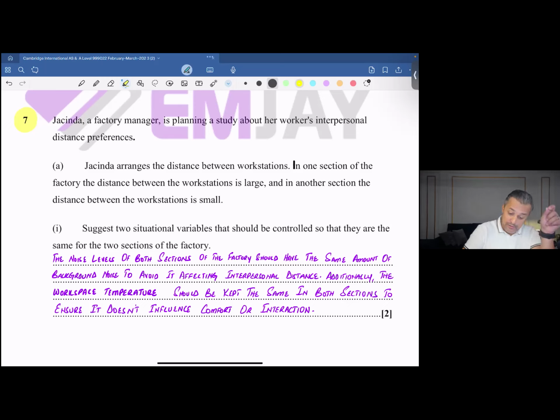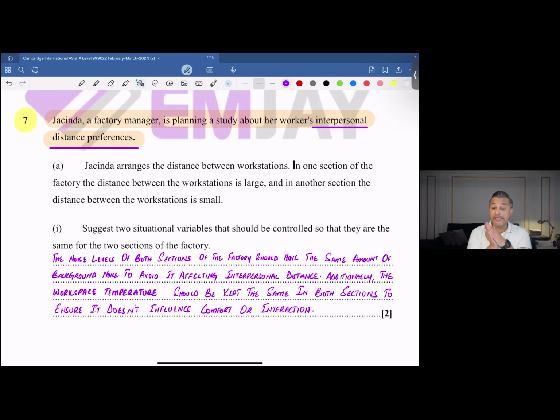So, let's begin with the question without any further ado. The question says Jacinda is a factory manager. Jacinda, a factory manager, is planning a study about workers' interpersonal distance preferences. Now, interpersonal distance preference, I'm sure, reminds you of the study conducted by Perry et al. that you've studied from the social approach.